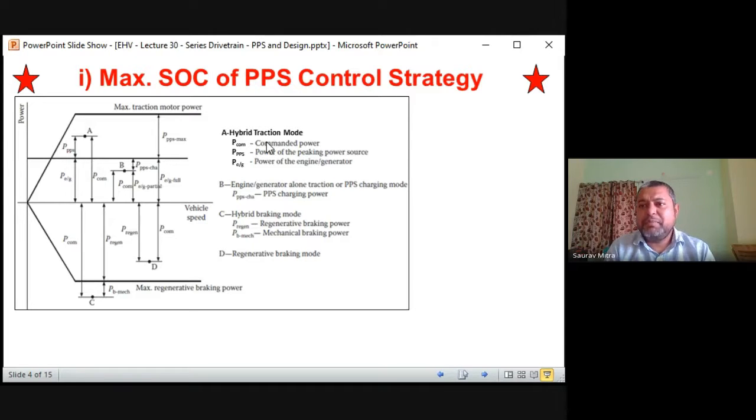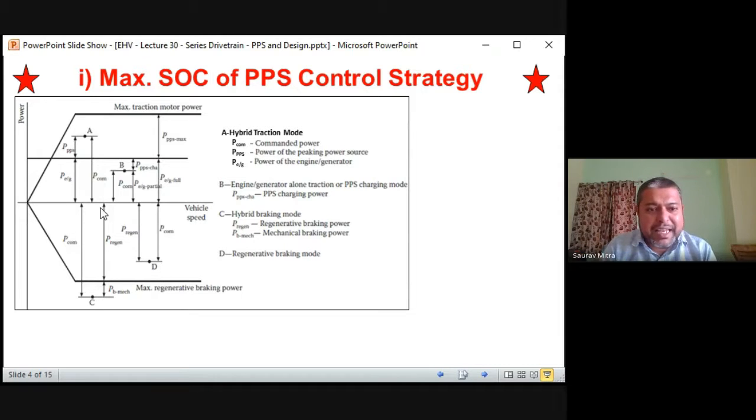So first is the commanded power, how much power the external driver is expecting. Second is PEG. PEG is the power of the engine generator, the primary source, how much the engine and generator are generating. And this is PPPS. So generally we find that PCOM is equal to PPPS plus PEG. So what are the strategies? There are four strategies. This is the first strategy, called A. This is the second strategy, called B. This is the third strategy, called C. And this is the fourth strategy, called D.